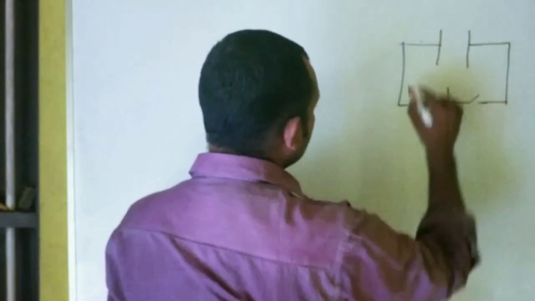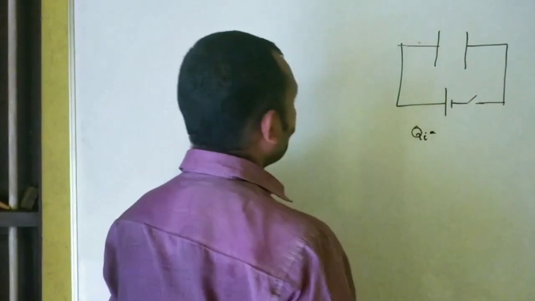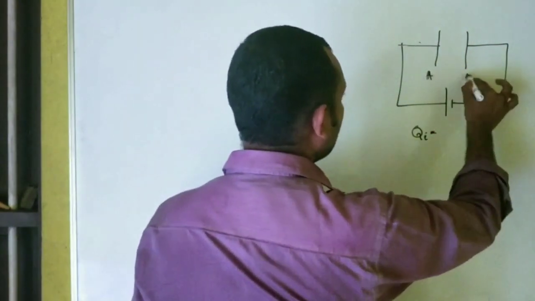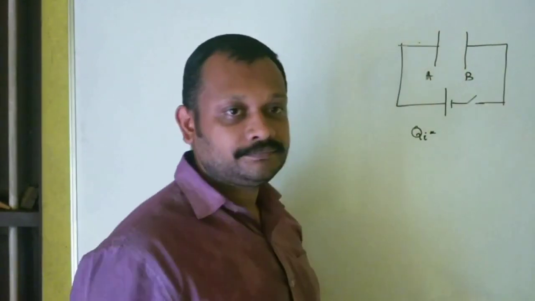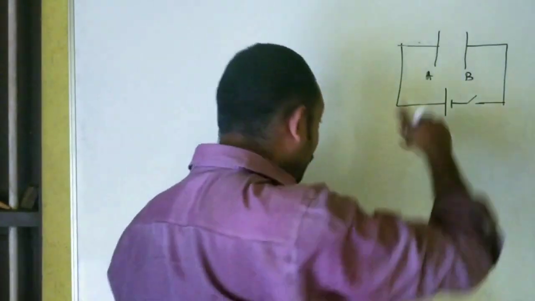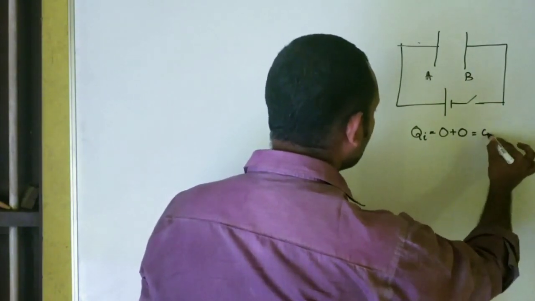What is the initial charge on the system? Is there any charge on this plate? If I call them A and B, what is the charge on plate A? 0. What is the charge on plate B? That also is 0, which means the initial charge on the system is 0.